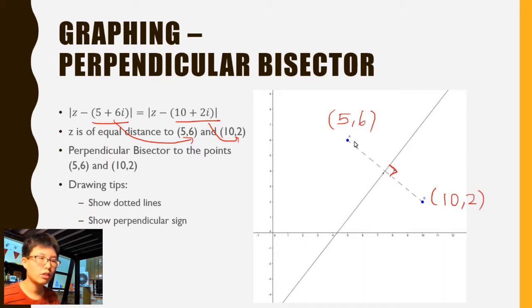One thing that you need to know is that you need to show that this is a dotted line. A dotted line means I'm just drawing it to show you that this line connects, but I'm not telling you that this is z. That's not the locus of z. Dotted lines mean not, because it's not the locus. When I'm actually drawing the locus, which is this, I do draw a solid line. So the perpendicular sign is important to draw. Just take note of all these little details.